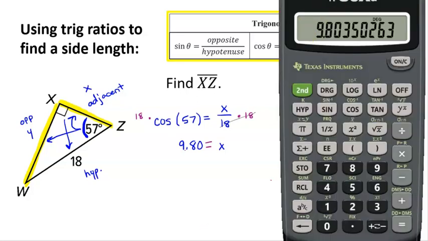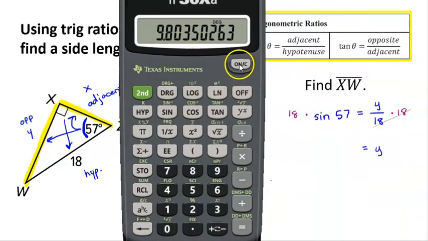So I'm going to pull this calculator back up. 18 times 57, and then we're using the sine for this one. Make sure you hit that equals at the end. And I get 15.10 if I had to round it, because that 6 would change the 9. So 15.10.